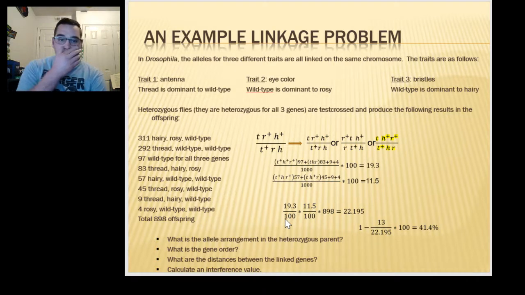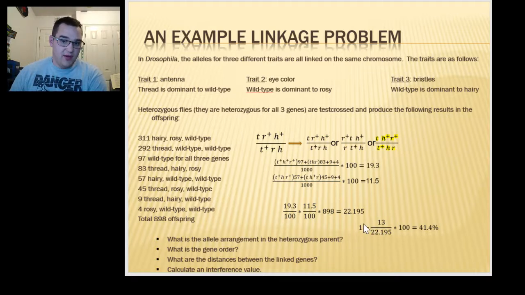Now the interference value, it goes to this in the notes from what I understand, but I'm just going to run through it real quick. You take the distances between your linked genes, you take them over 100 and multiply them by themselves, and then you multiply it by the total number of offspring. So I made a calculation here, total number of offspring, and this will give you a number. Then you take the two least, 9 plus 4, which is 13, and you divide it by the number you just found, and you subtract it from 1 and multiply by 100.